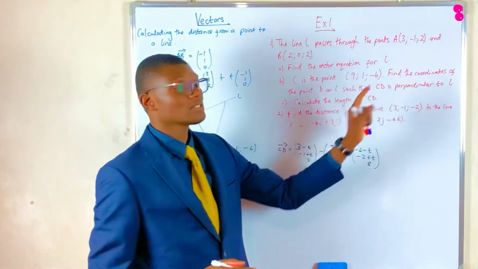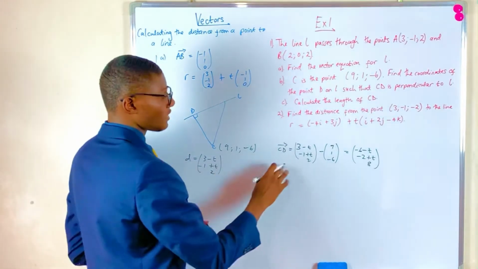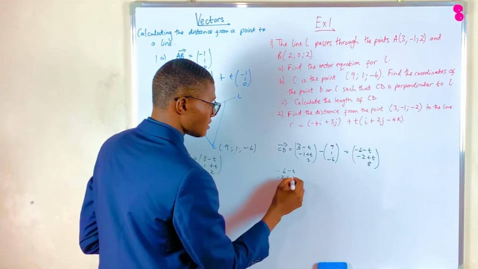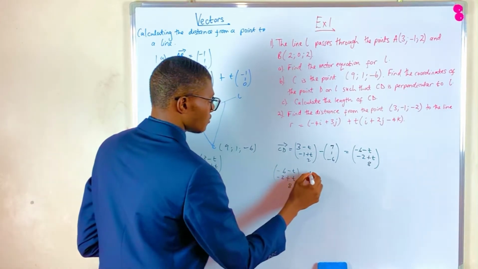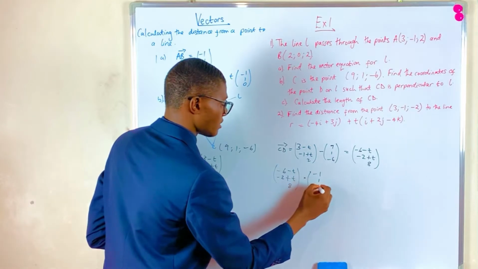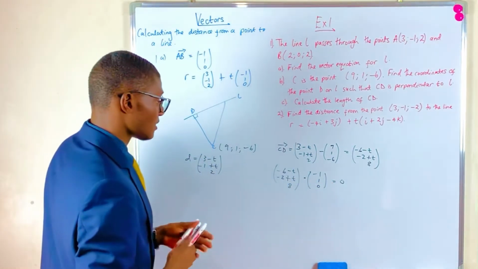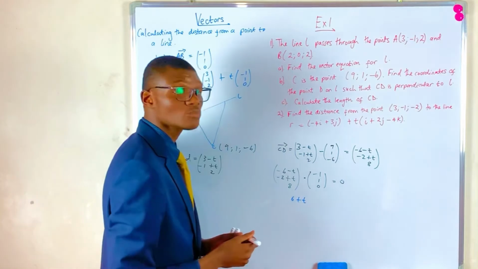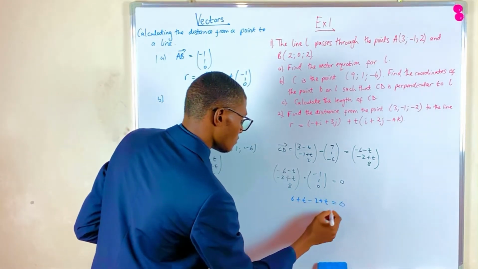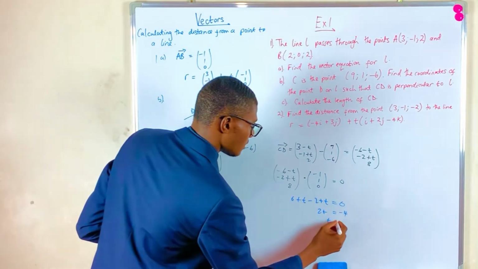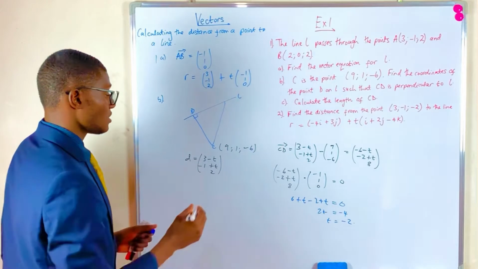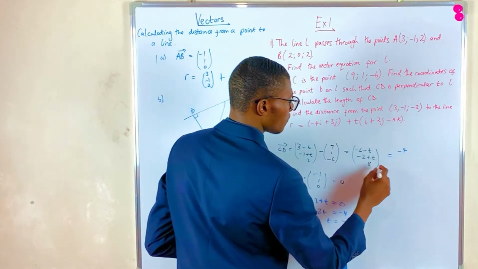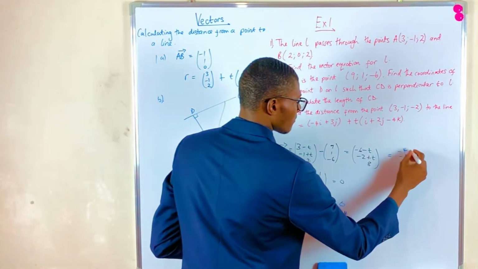And then CD being perpendicular to L, we can find the scalar product of the vector CD and the direction vector of line L. So minus 6 minus T, minus 2 plus T, then 8, dot minus 1, 1, 0, should give us 0. Minus 1 times minus 6 minus T, you get 6 plus T, then 1 times minus 2 plus T, you get minus 2 plus T. This should give us 0. So 2T is equal to minus 4, then T is equal to minus 2. So CD would be equal to minus 6 minus minus 2, that's minus 6 plus 2, which is minus 4, and minus 2 minus 2, that's minus 4, then we've got minus 8 there.